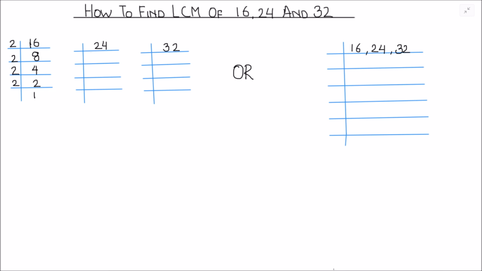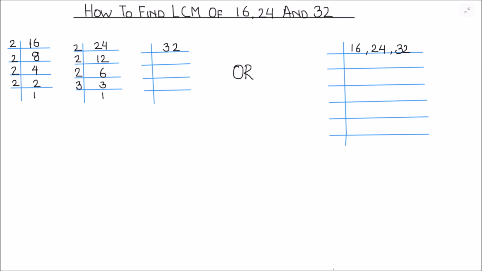Next we will divide 24 by 2. As 24 is even, we can divide 24 by 2. So 2 times 12 is 24. Then 2 times 6 is 12. 2 times 3 is 6. And 3 times 1 is 3.